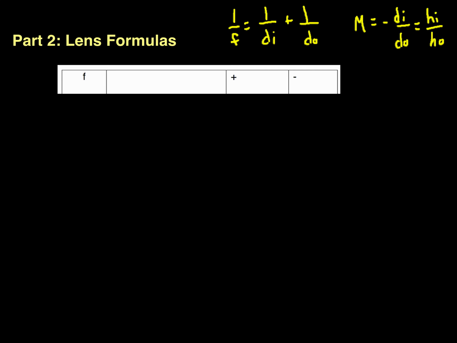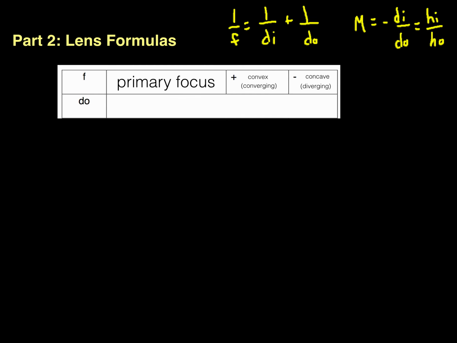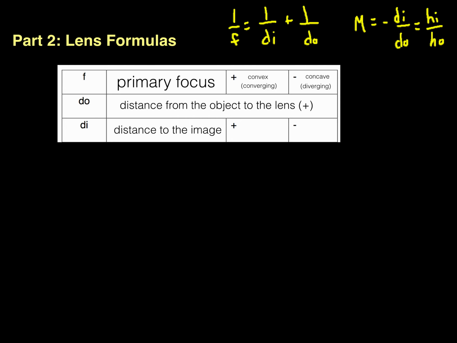Where F is the location of the primary focus from the middle of the lens, positive if it's a convex lens or a converging lens, negative if it's a concave lens or a diverging lens. DO is the distance from the object to the lens. This is always a positive number. DI is the distance to the image. Positive if it's real, negative if it's a virtual image.